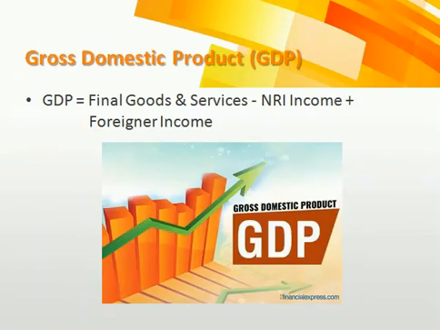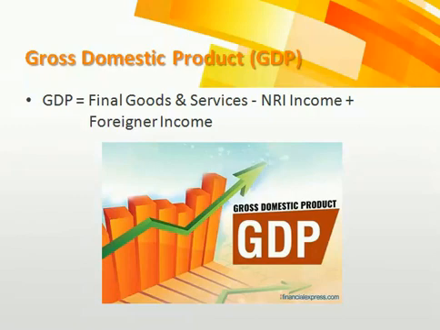Next one is gross domestic product. The GDP formula, if you see, is quite similar to GNP, but with a small, rather a major, difference. GDP is equal to final goods and services which are produced within the boundaries of the country in a period of 1 year, but we are subtracting the NRI income which is coming from outside, as this income is not produced in our country. It is not the domestic produce, it is the foreign produce, but it is coming to India.